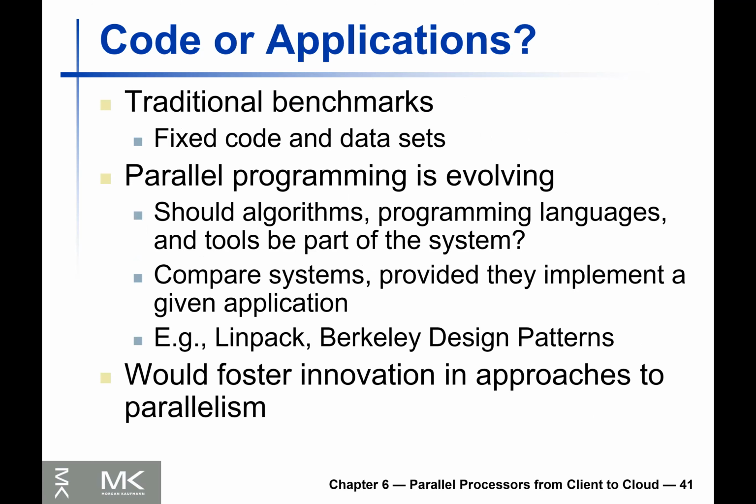Code or application, traditional benchmark, fixed code and data sets. Parallel programming is evolving. Should algorithms, programming languages, and tools be part of the system? Compare systems provided they implement a given application. Linpack, all of these we are talking about are benchmarks. Berkeley design patterns would foster innovation in approaches to parallelism.